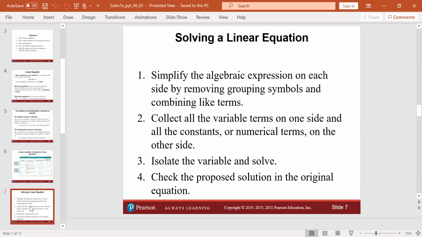So you would do any like terms you can combine. You want to isolate the x with its coefficient as soon as you can. In other words, add or subtract whatever you have to from both sides to get the x by itself with its coefficient. Then you're going to get rid of the coefficient by multiplying both sides by the reciprocal of the coefficient.